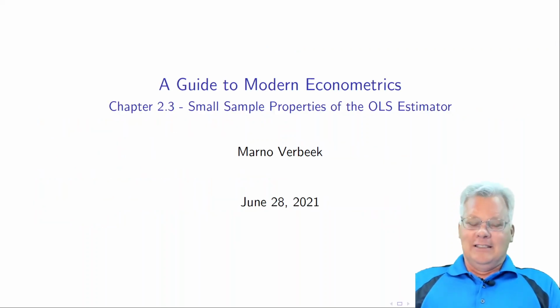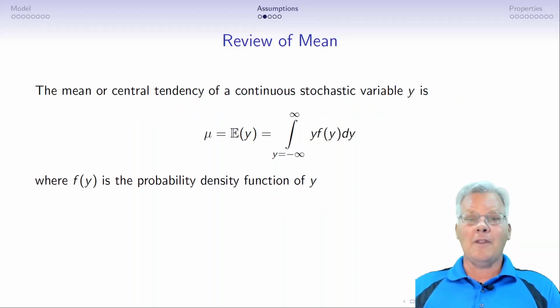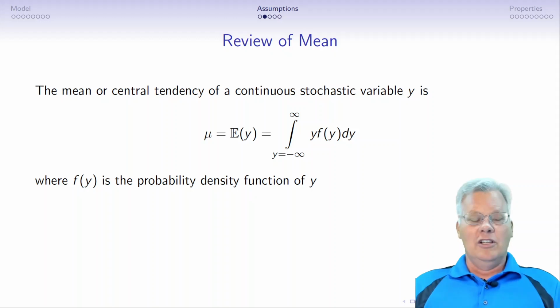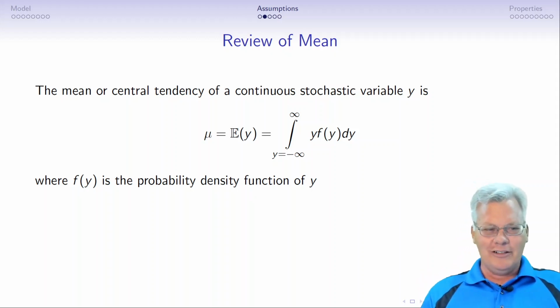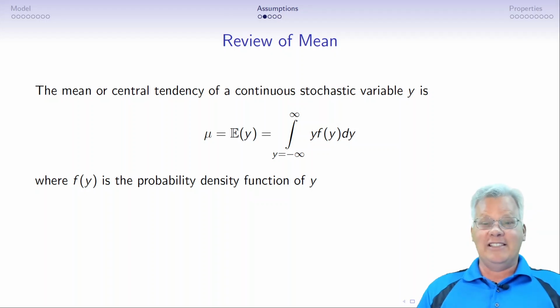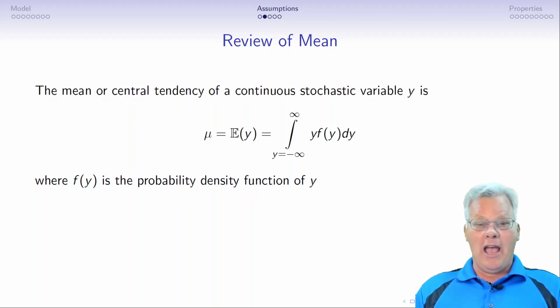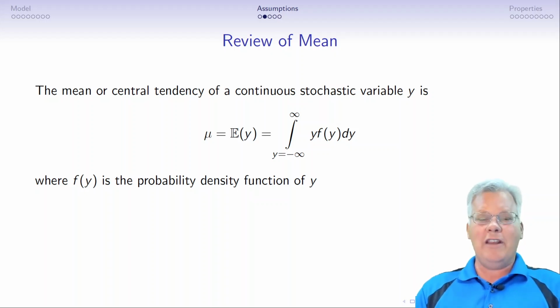Okay. Section 2.3, small sample properties of the OLS estimator. Now, I wanted to review a few statistical concepts which I know are familiar, at least I hope they're familiar, to all of you. The first is the mean, or the central tendency, of a continuous stochastic variable y. So I have a dependent variable y. The mean of it is denoted by mu. So again, remember, we have a Greek letter, meaning that it's a true population parameter. It takes on some discrete value that is unknown to us.